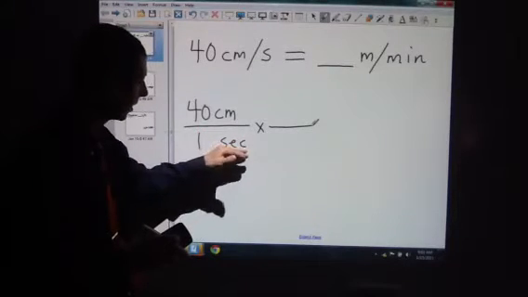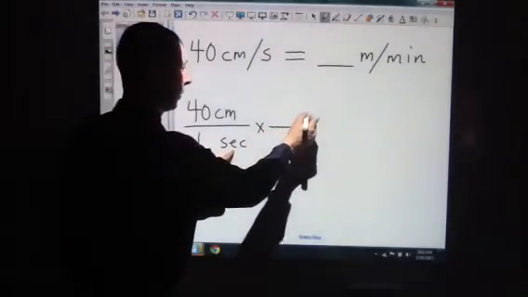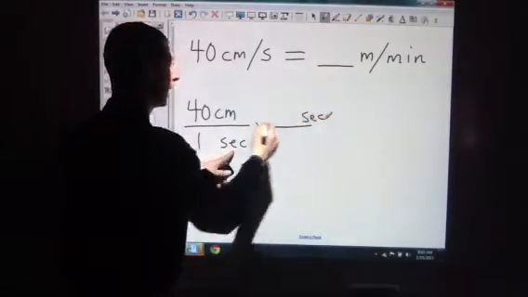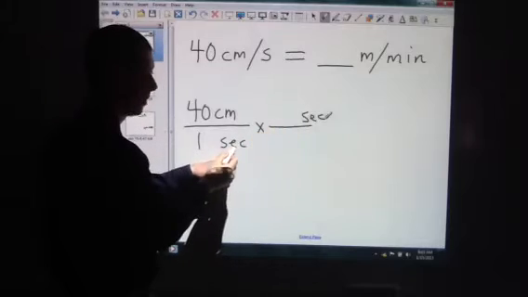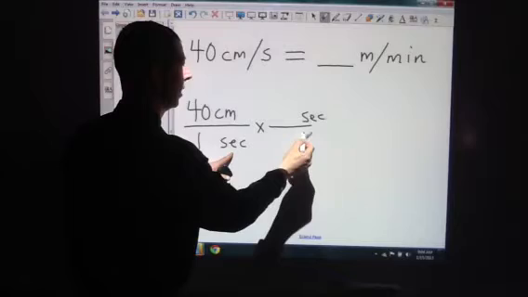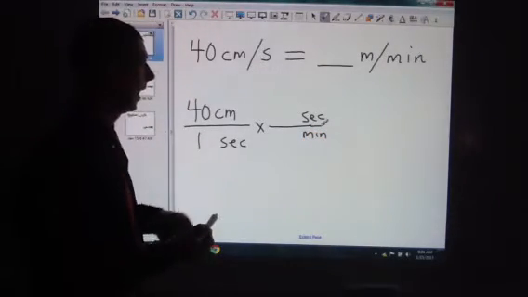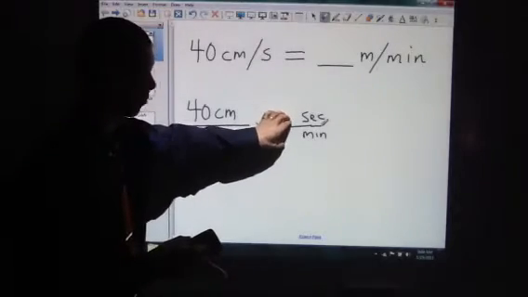So I want to cancel out the units second. So what I'm going to do is put seconds up here. Okay, that allows me to cancel it because one's in the numerator, one's in the denominator, one of the labeling. Okay, now I want to get it converted to minutes. So I put minutes down below it. Okay, now we have to get this correct right here.